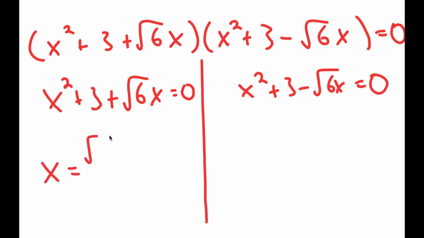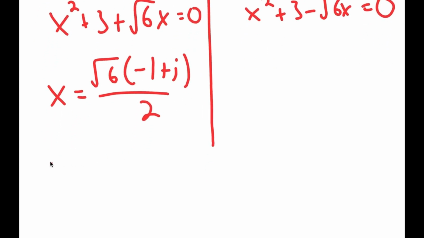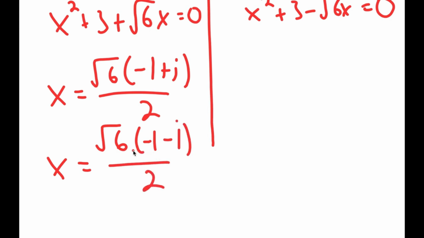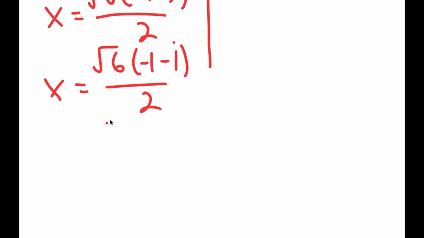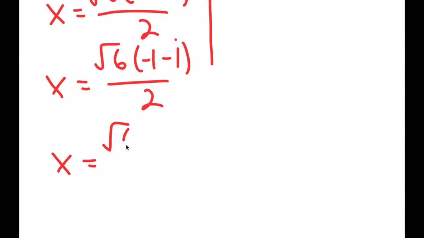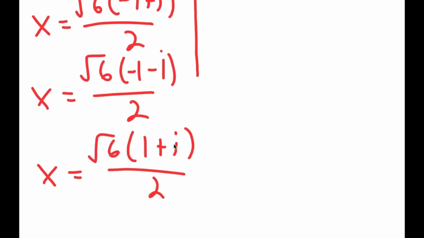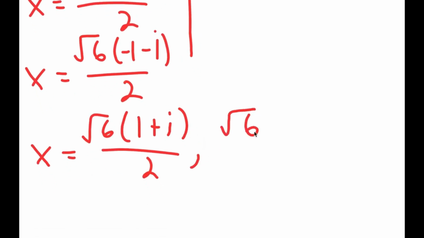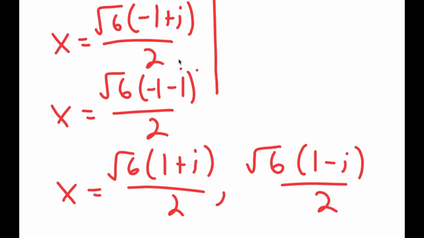x is equal to the square root of 6 times negative 1 plus i over 2, and x is also equal to the square root of 6 times negative 1 minus i over 2. And also, along with this, you should get x is equal to the square root of 6 times i plus 1 over 2, and x is equal to the square root of 6 times 1 minus i over 2. So these are your four solutions.